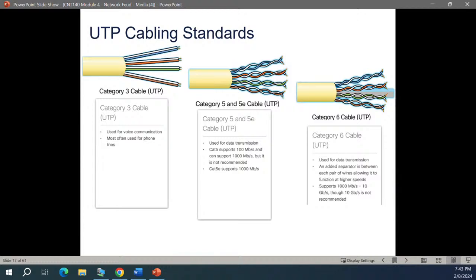Okay, so here it is, so that we don't mess it up. Cat 5 is 100 megabits, slow. It can support up to 1,000, but it's not going to do very good. Cat 5e, 1,000 megabits. Okay, that's what we want to do. Cat 6, again, far more common now. Added separator between each pair of wires, allowing it to function at a higher speed.